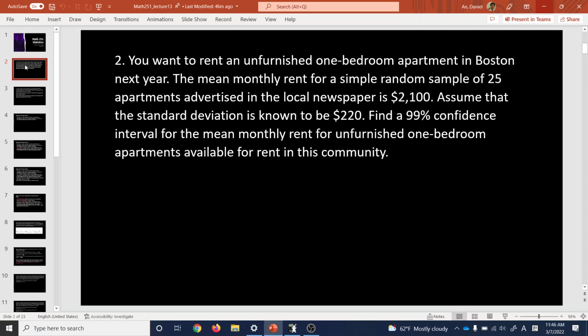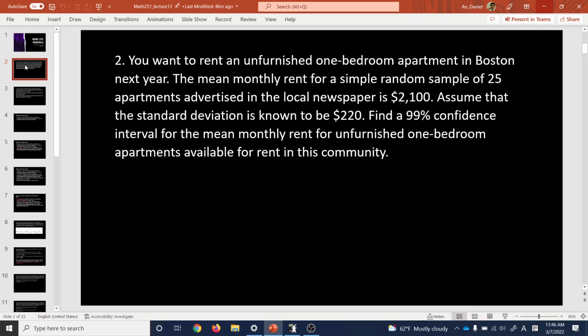So here you want to rent an unfurnished 1-bedroom apartment in Boston next year. The mean monthly rent for a simple random sample of 25 apartments advertised in the local newspaper is 2,100. And assume that the standard deviation is known to be 220.